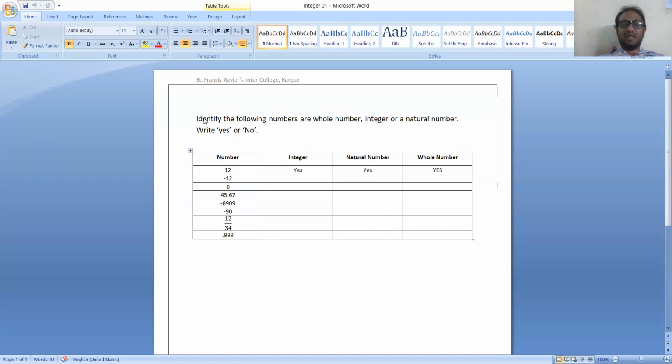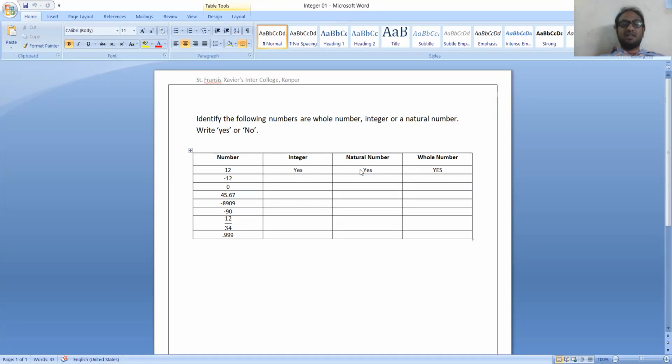this assignment, in which you identify whether the following numbers are a whole number, an integer, or a natural number. Right, yes or no. I'll give you a few numbers and you have to write down whether each is an integer, a natural number, or a whole number. I gave you a very brief introduction of all these three types of numbers. So as you know, 12 is an integer. Yes, it is an integer, just because it is positive.